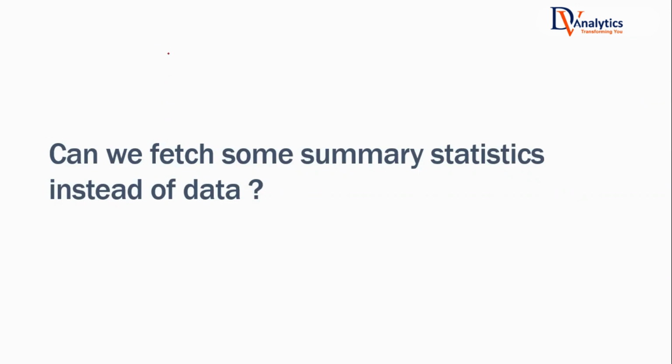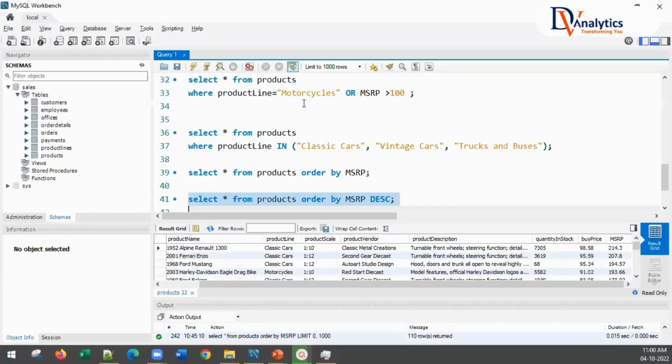Again, the mantra is the same. Select star from where. You remember that. Then you write select, and instead of star, you write count. Count is a function. Count star. If you write count star, that means it will be counting the number of rows from whatever table that you want to give. From the products table, I want to count the number of rows.